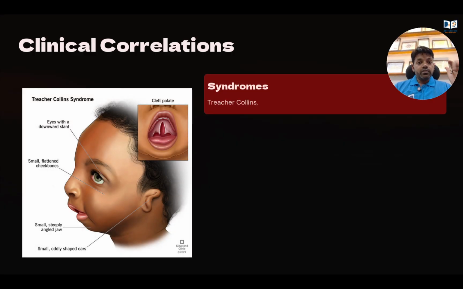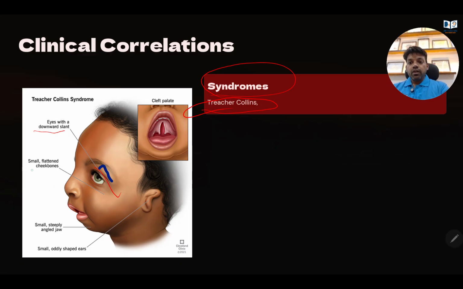Then there is something called syndromes. What is a syndrome? Basically, when more than one organ is affected since birth, and they are clustered in nature, they always happen together, then we call it a syndrome. For example, here is the Treacher Collins syndrome. Typically there are 3 types of defects that can happen. One is the eye with a downward slant. You can see the slant is downward, right? So there is a problem with the eye.